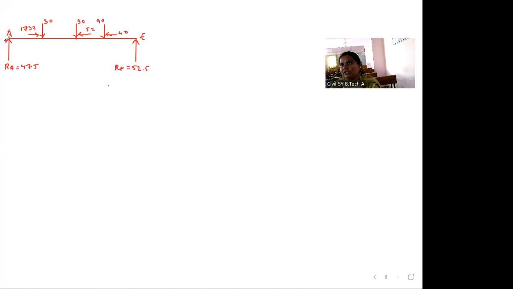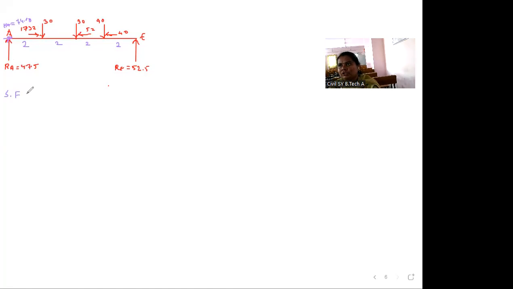Please mark here HA. I will mark it in a different color so you will get it. Here HA force is there, and HA, already calculated, is 74.68. This distance is 2 meter, 2 meter, 2 meter and 2 meter. Now we will calculate shear force. So we will start from this A point.